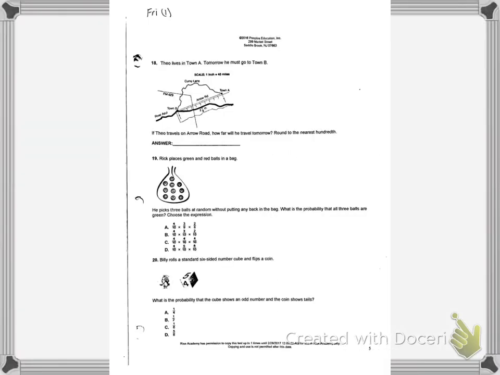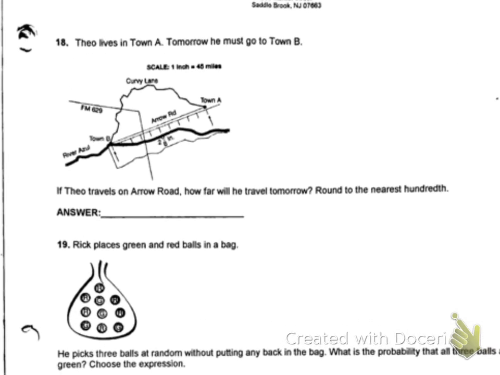Next. Last page. So again, I clarified this on the form for you. I didn't realize you couldn't see this number right here. Alright, Theo lives in town A. Tomorrow he must go to town B. The scale is 1 inch equals 45 miles. If Theo travels on Arrow Road, how far will he travel? Round to the nearest hundredth.